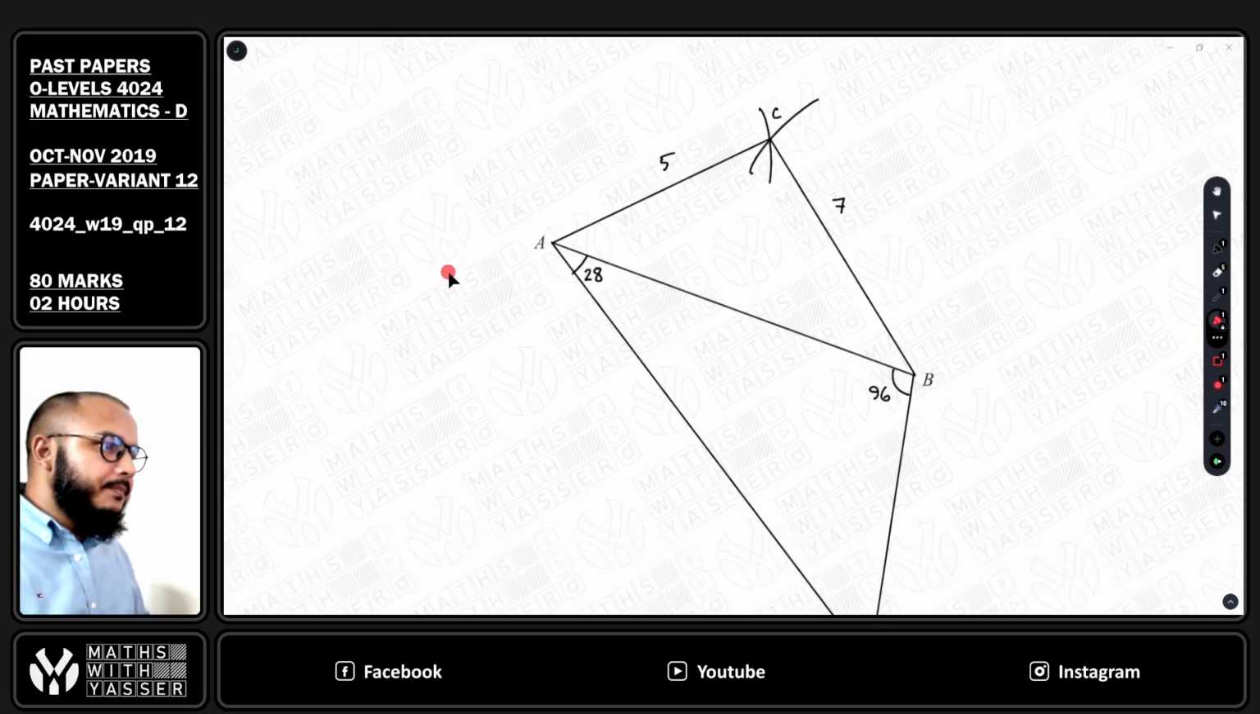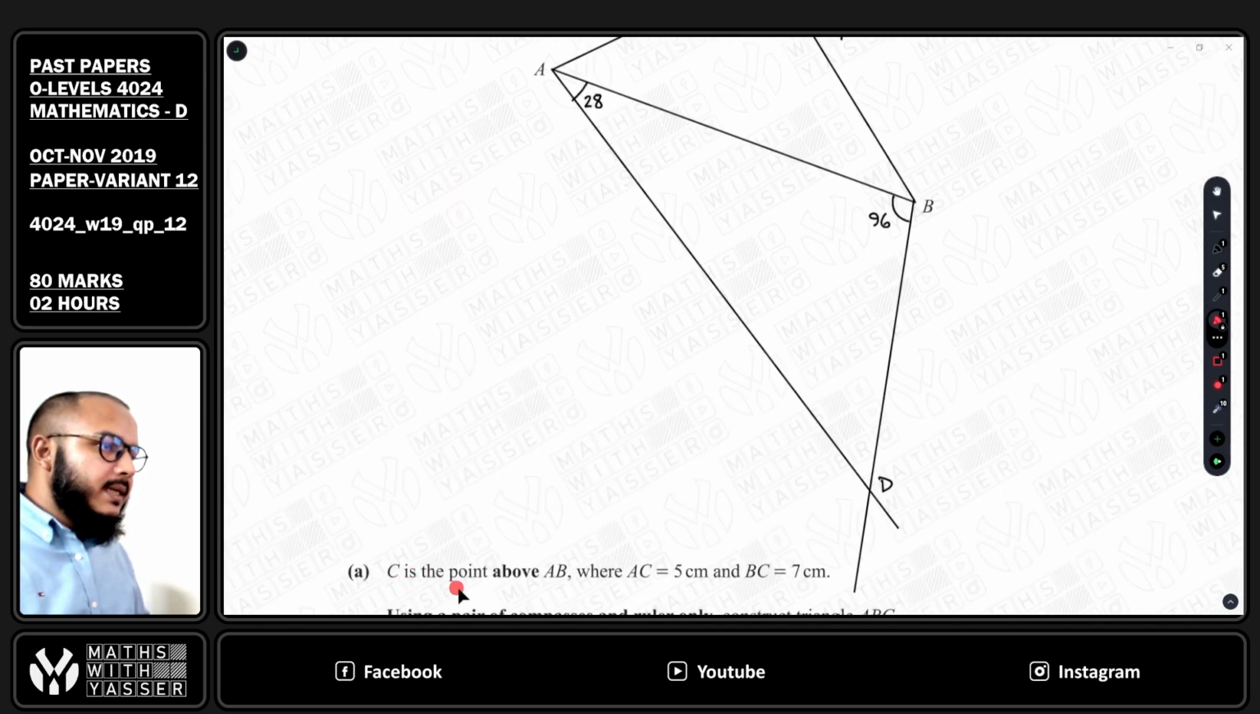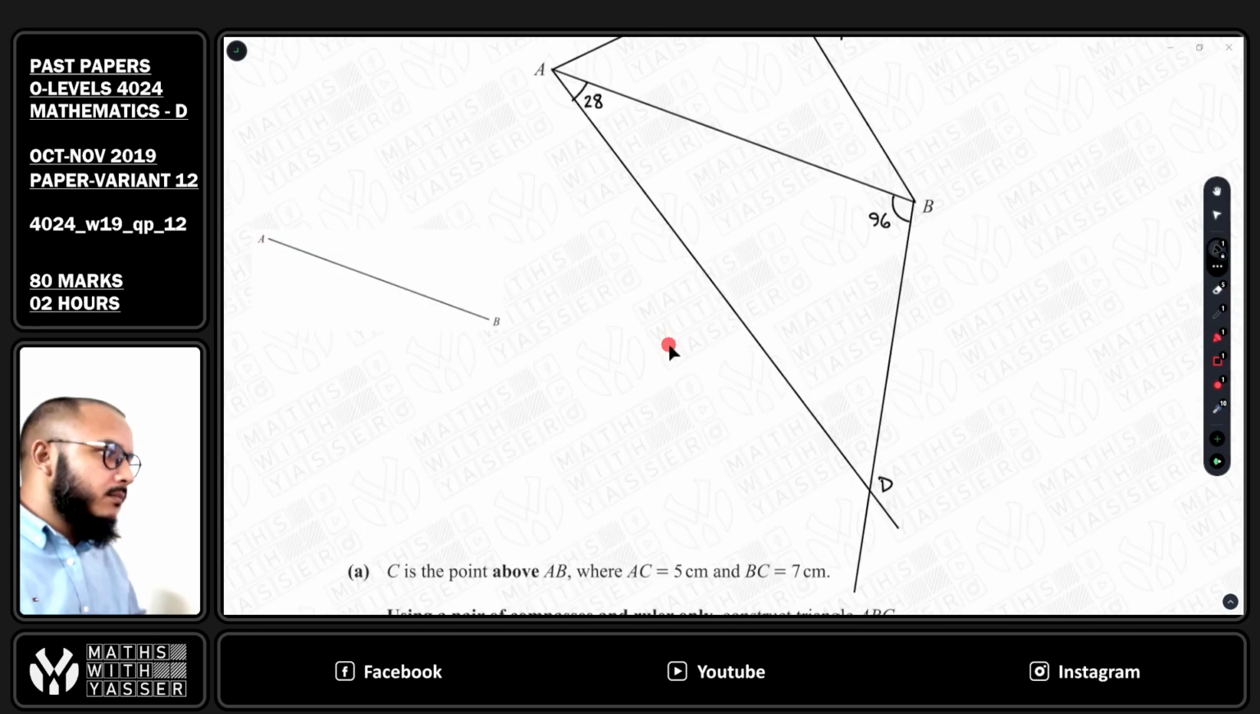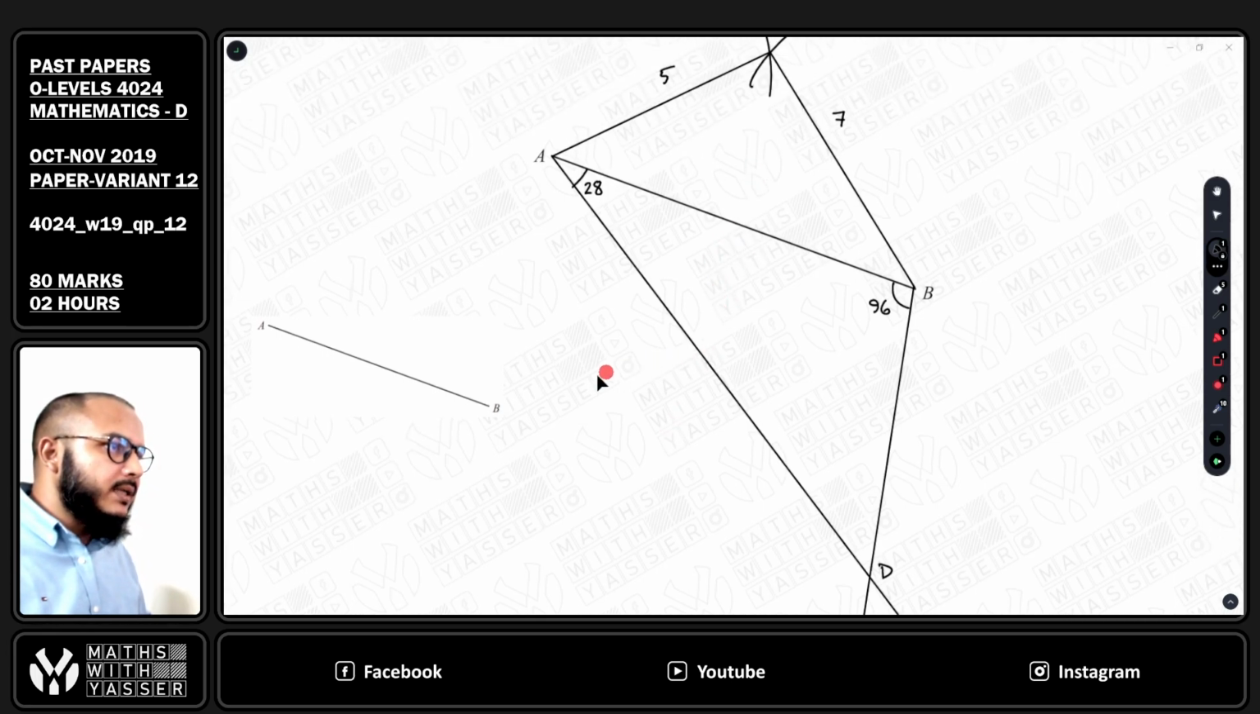Question number 19. C is the point above AB where AC is 5 cm and BC is equal to 7 cm. Using a pair of compasses and ruler only, construct the triangle ABC. Since I have already constructed the diagram, I just wanted to show you what the original question looked like. This was the question. The only line segment that was provided was AB.